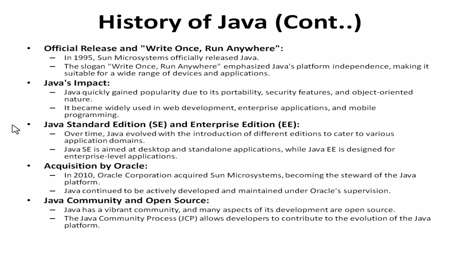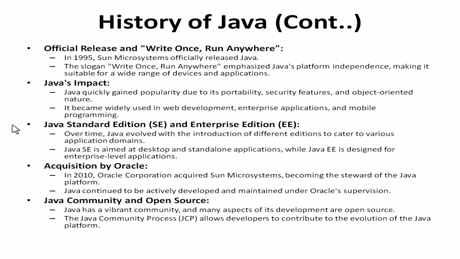Official release and write once, run anywhere. In 1995, Sun Microsystems officially released Java. The slogan is "Write once, execute anywhere", which emphasized Java's platform independence, making it suitable for a wide range of devices and applications. Java's impact.